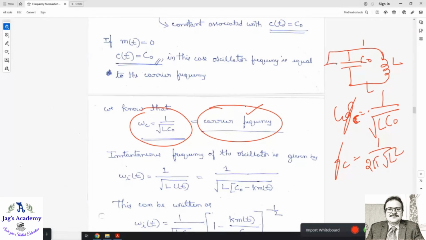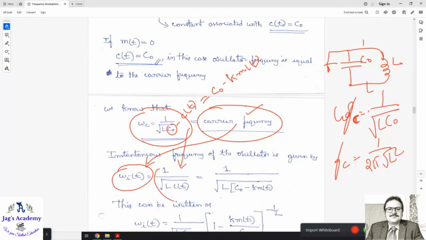Now, what happens if I connect a varactor diode? What will happen to your C naught? C naught will become C naught minus K into M of t. The same formula will change, and instead of generating a carrier frequency, it will generate an instantaneous frequency. When this C becomes C of t, which is equal to C naught minus K into M of t, is it going to generate a fixed carrier frequency? No, not at all, no more. It is going to generate an instantaneous frequency.